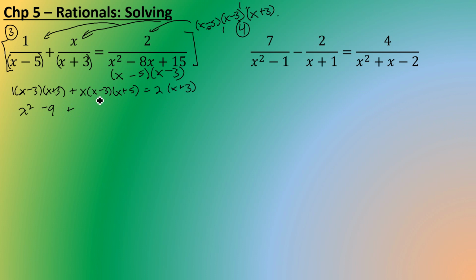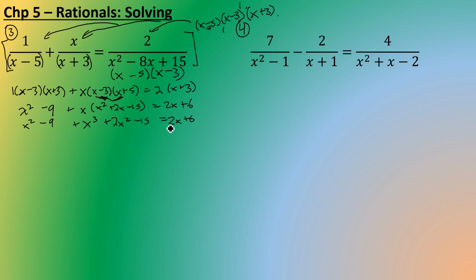I would multiply these two things first. So this and this. So copy down the x. I get x squared plus 2x minus 15. And then equals, distribute this 2. And then distribute that x. And we keep going.